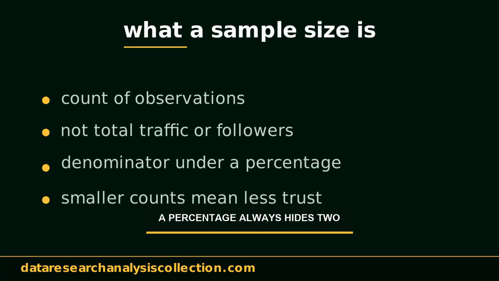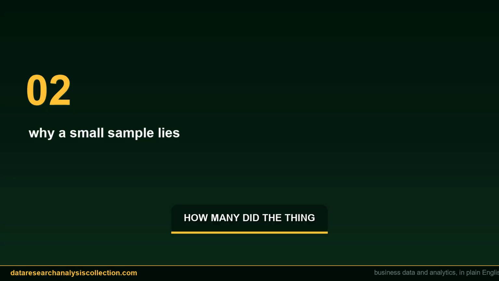A percentage always hides two numbers. How many did the thing and how many could have? And the sample size is that second number. The smaller it is, the less the percentage sitting on top of it deserves your trust.